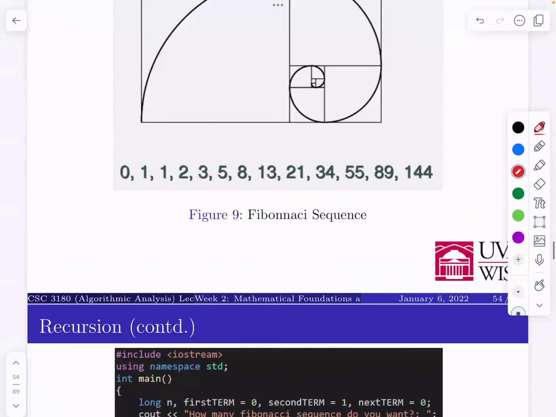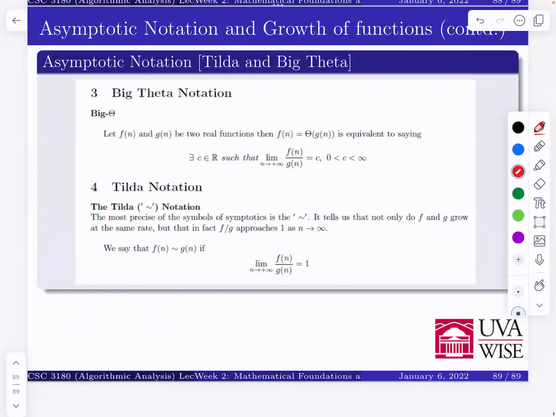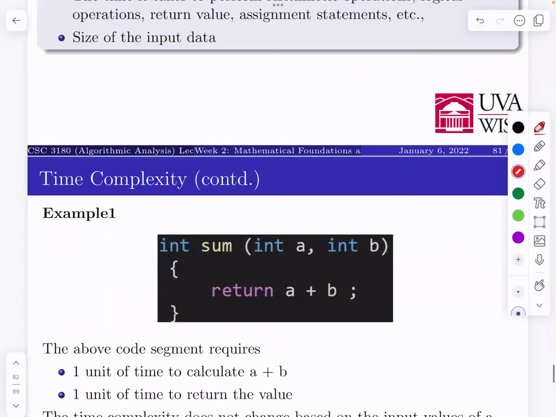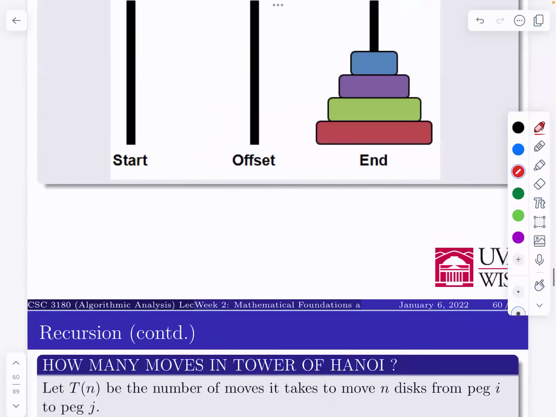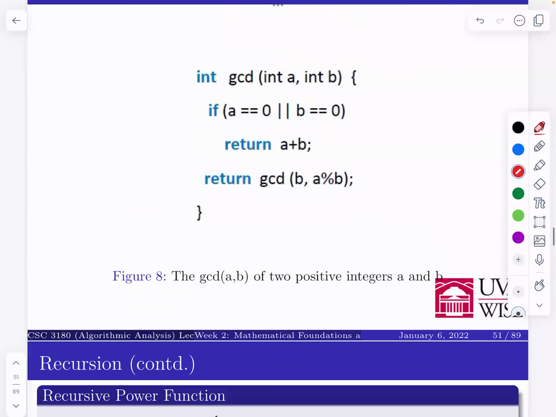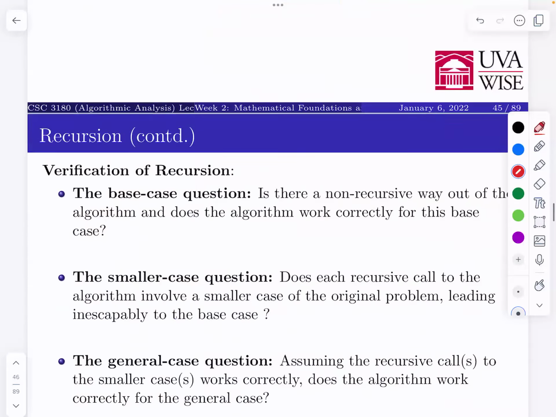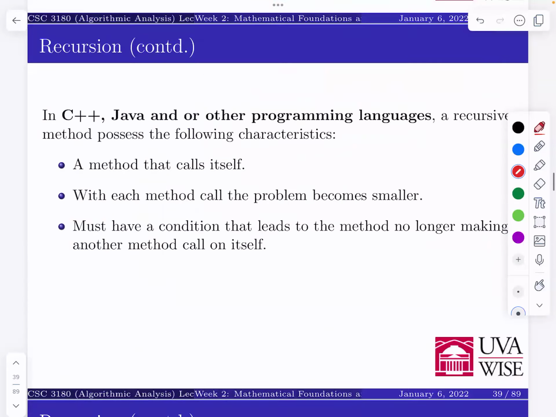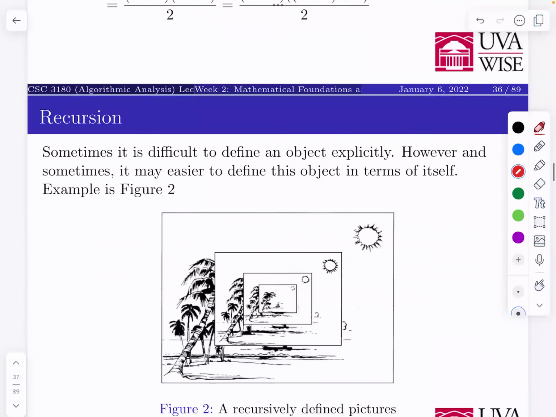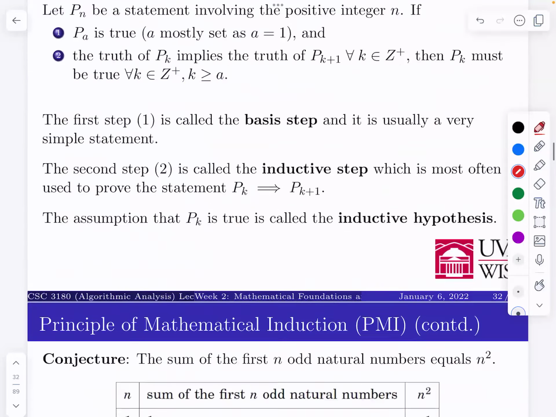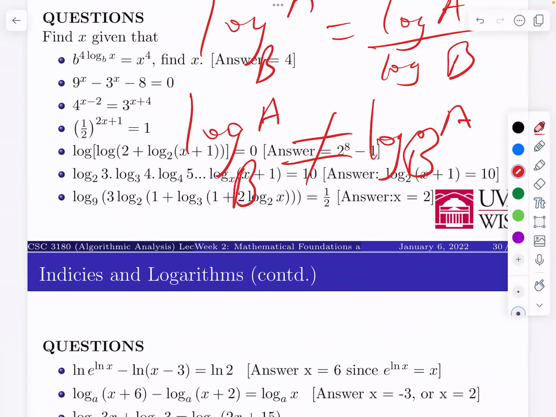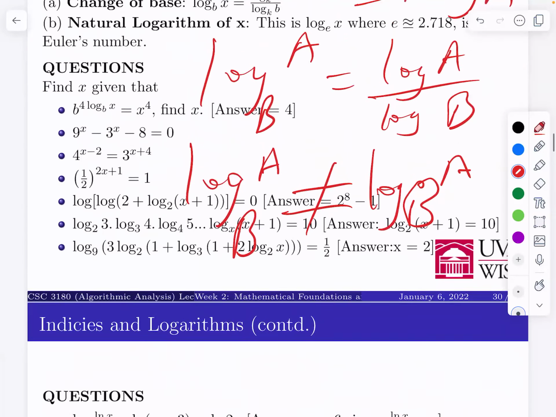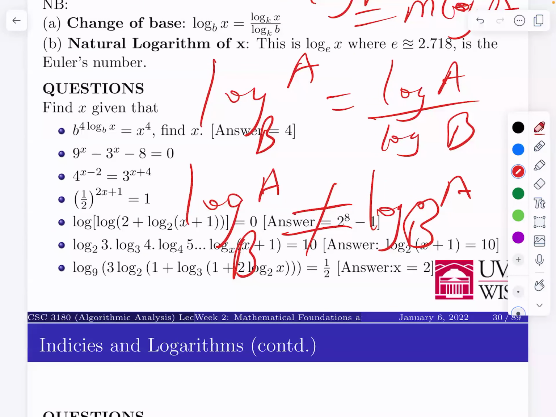I think we'll come back to a lot of this. Sorry about that. Yeah. Analysis of algorithm. Okay. That's okay. Now, if you want to solve something like this, these are pre-calculus 1 and 2, okay?